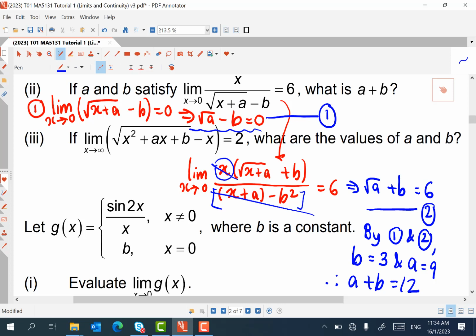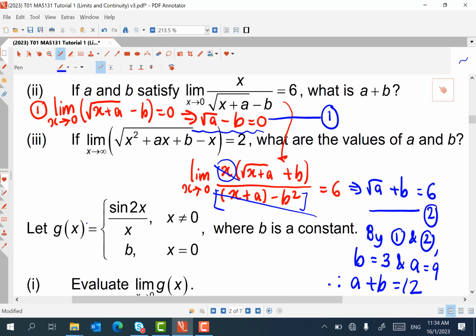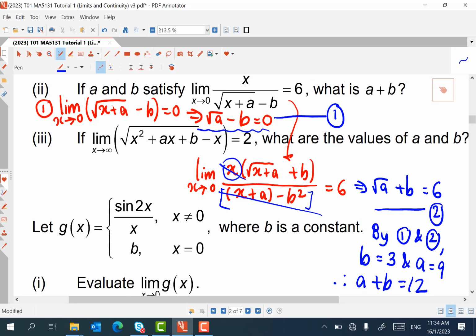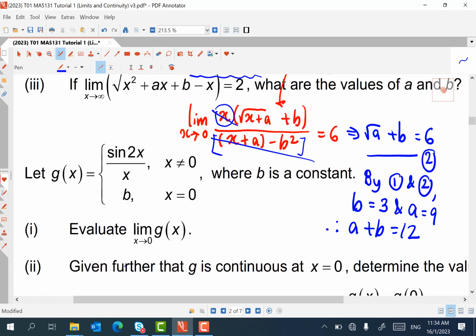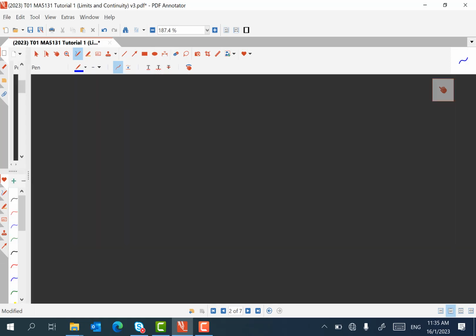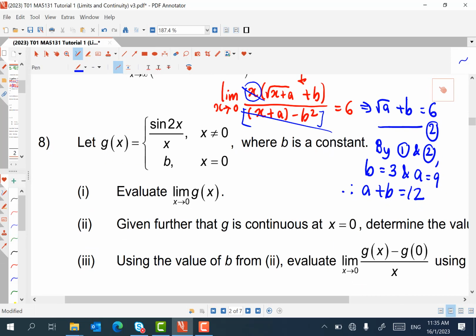Alright, that resolved number 7. Any question to raise about SEM part 2 and part 3? Okay, you don't have. Let's press on with number 8.